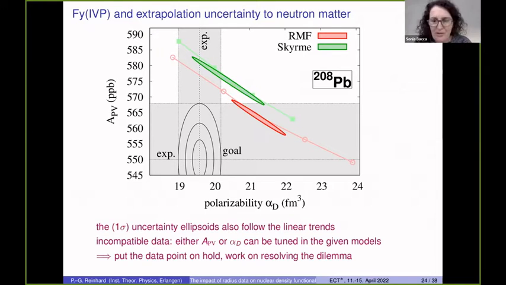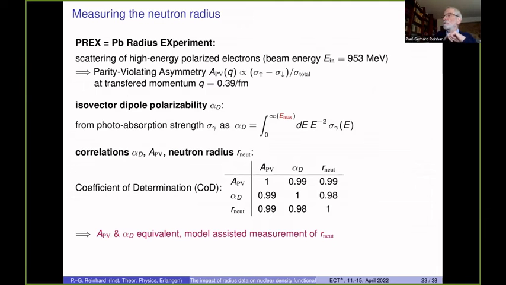No, that's fine. But so it is equivalent to plotting it versus the skin. So on the y-axis, I could put the skin or the neutron radius and get the same information. Yeah, because within the models I had shown you, the correlation with neutron radius and skin is almost 100%. So plotting APV or the other thing is the same. But I knew that only after I had decided to compute APV. Okay, thank you very much.